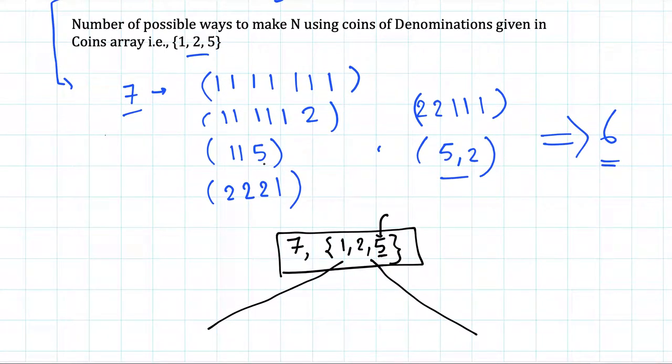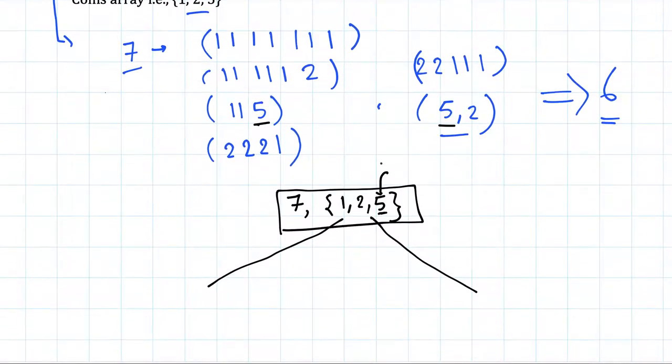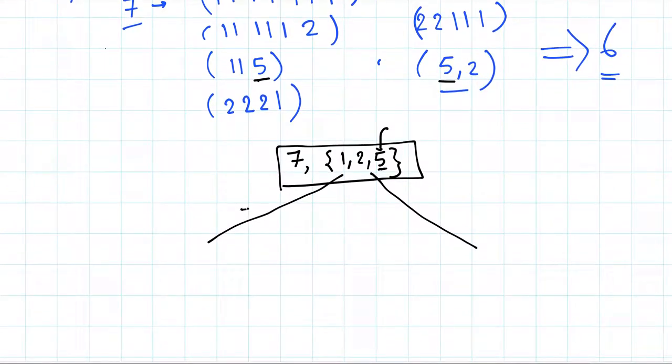For example, 5 is present in this and this, and in the other 4, 5 is not present, so this is minus 5. That is, we exclude 5. So our problem is reduced to 7 and this 1, 2. This is the same problem, it's just that we put the condition that we will not include 5.